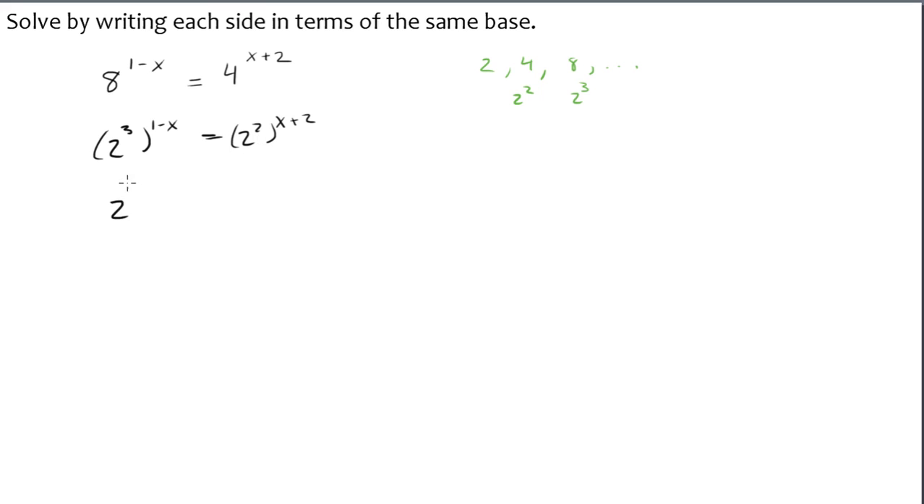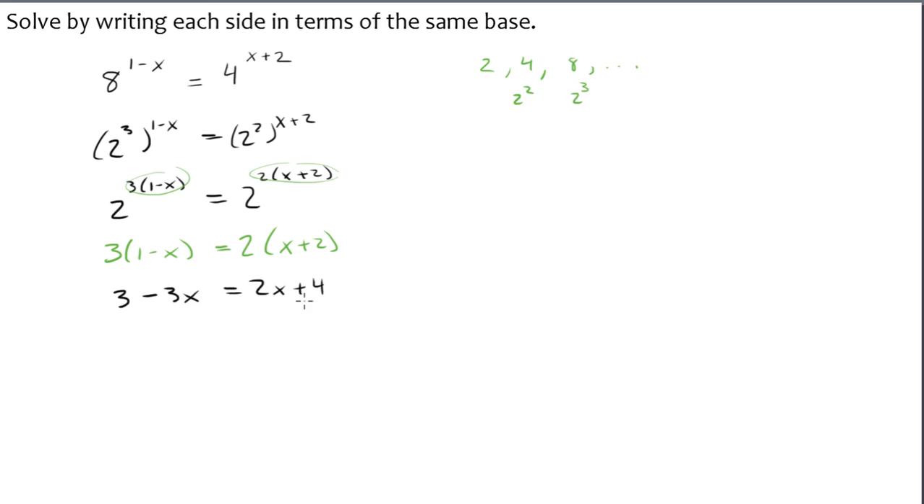So we're going to have 2 to the 3 times 1 minus x is equal to 2 to the 2 times x plus 2. So then let's take these and set them equal to each other. 3 times 1 minus x is equal to 2 times x plus 2. So that's 3 minus 3x is equal to 2x plus 4.